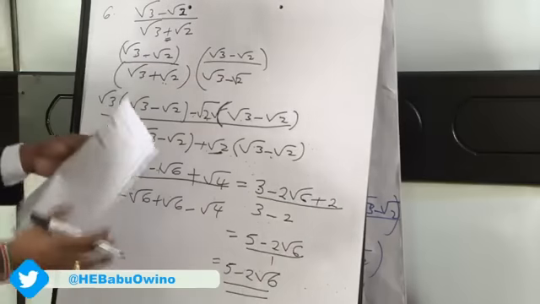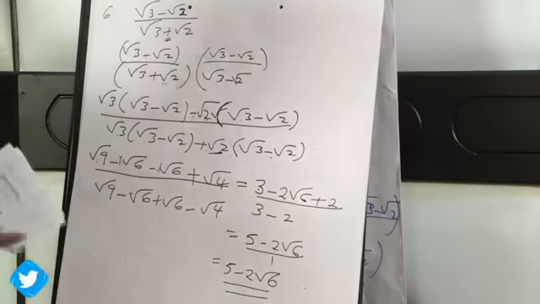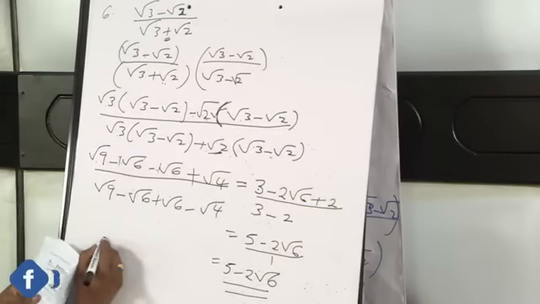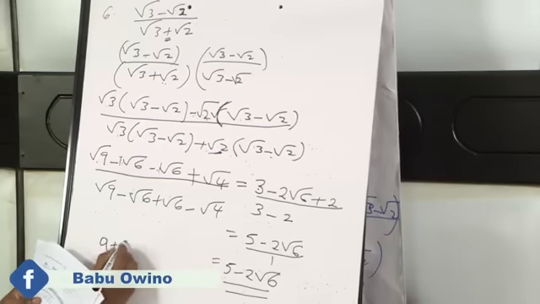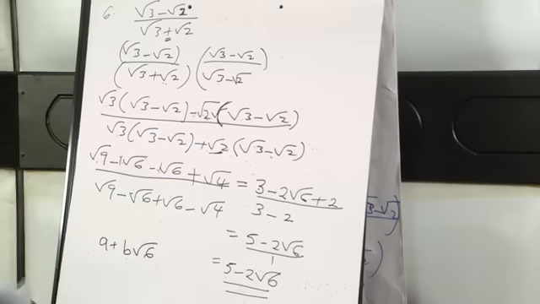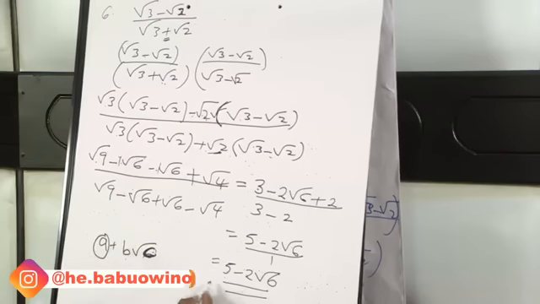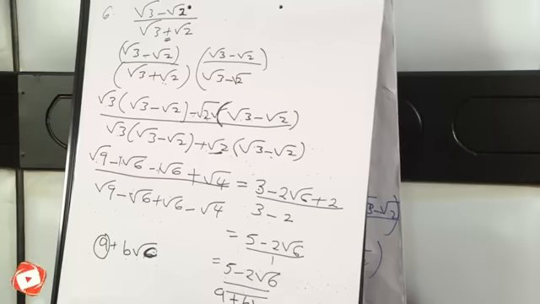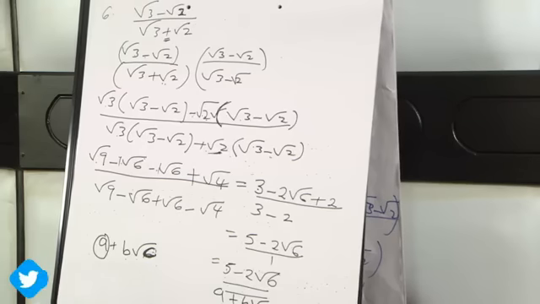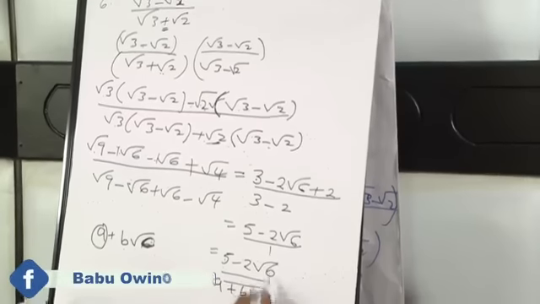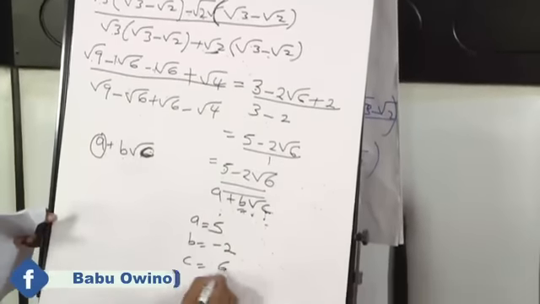This is our answer. But remember, we've been advised to write our answer in the form a plus b root c. So our value of a is 5; tell the examiner that you know. Then b is minus 2, and then c is 6.